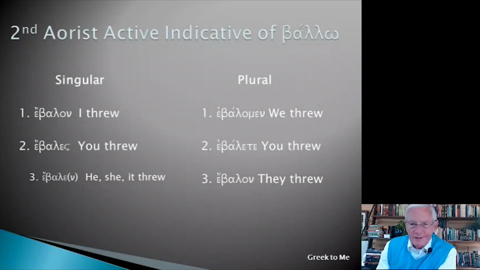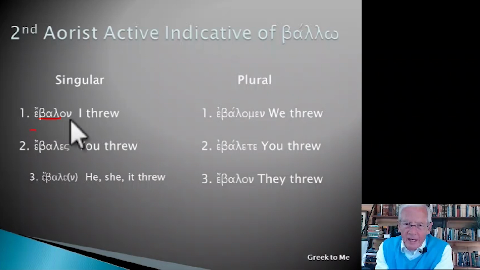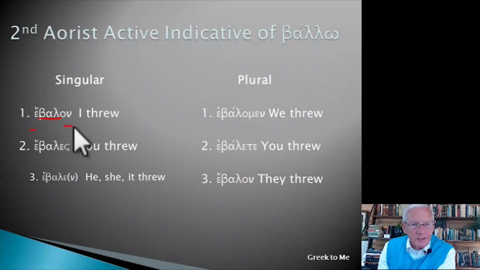Now, what are our parts? Here we have a prefixed augment, don't we, with the epsilon. Then we have our stem, but notice this stem, it's changed. The regular verb that we had in the present tense was ballo, but it had 2 lambdas. Now we just have 1 lambda. And notice then we have our ending. So we have our augment, internal change, ending.